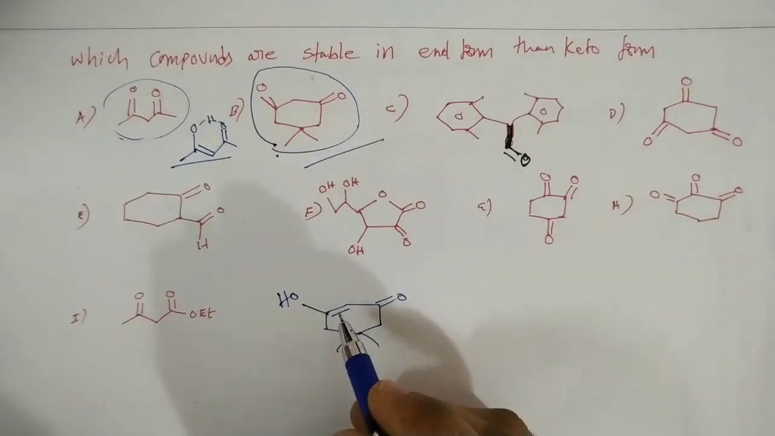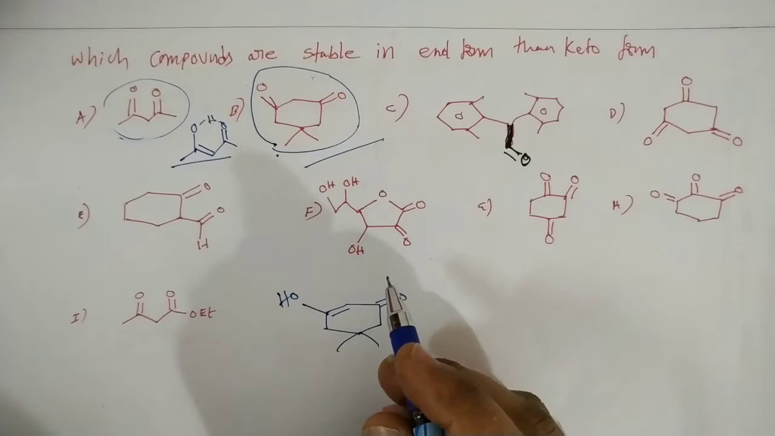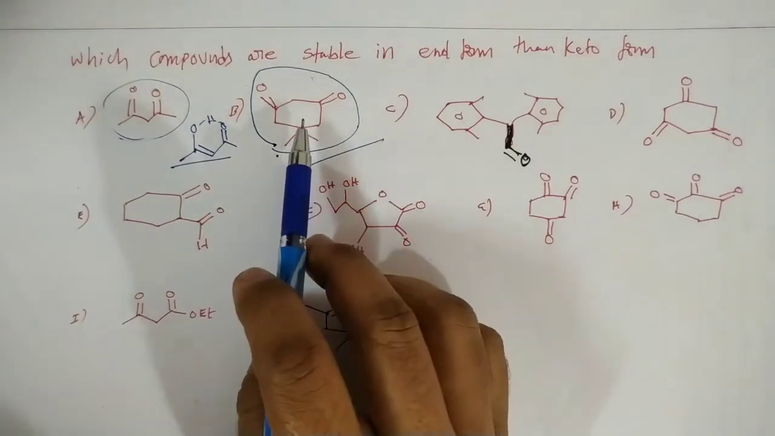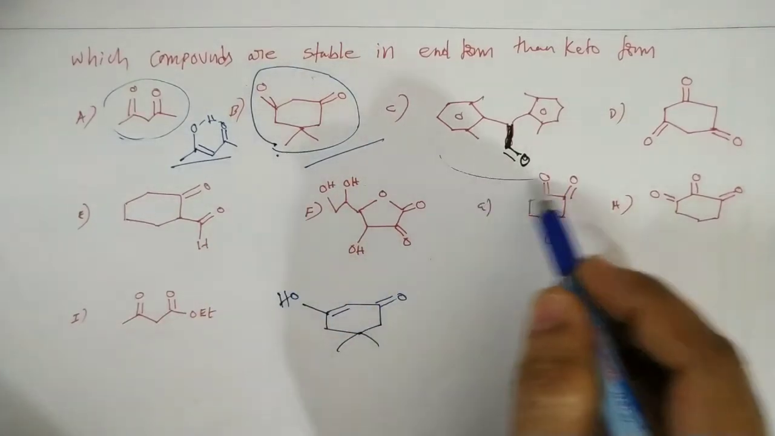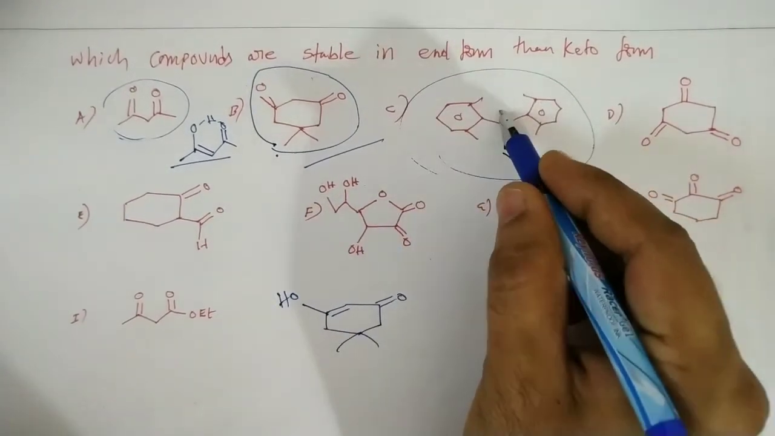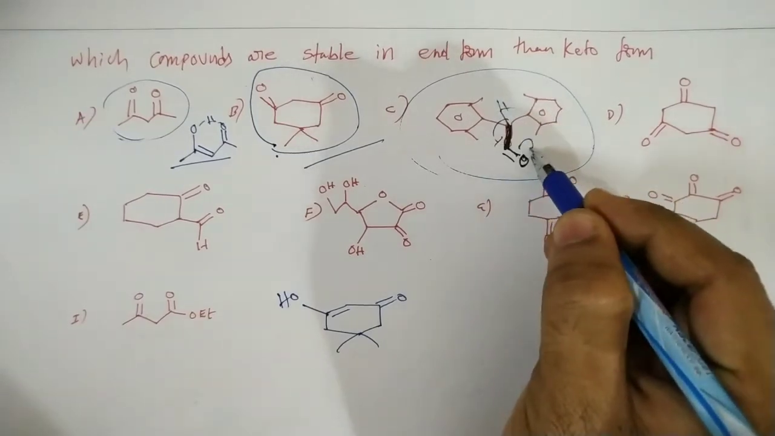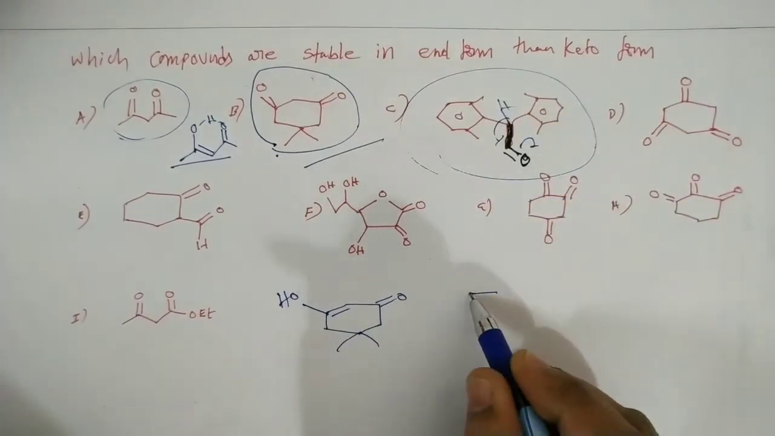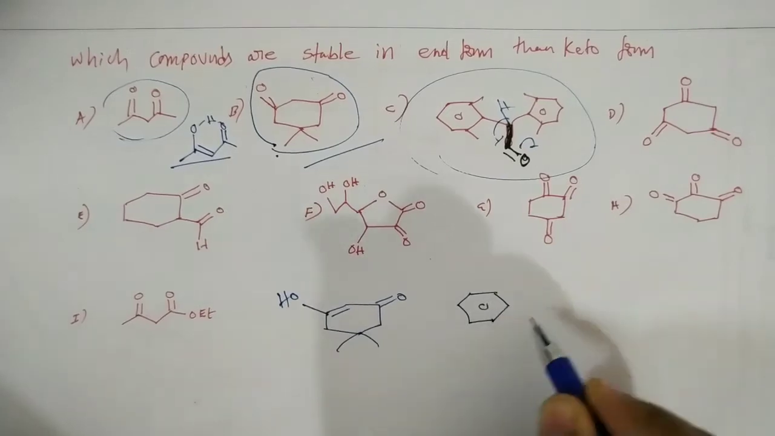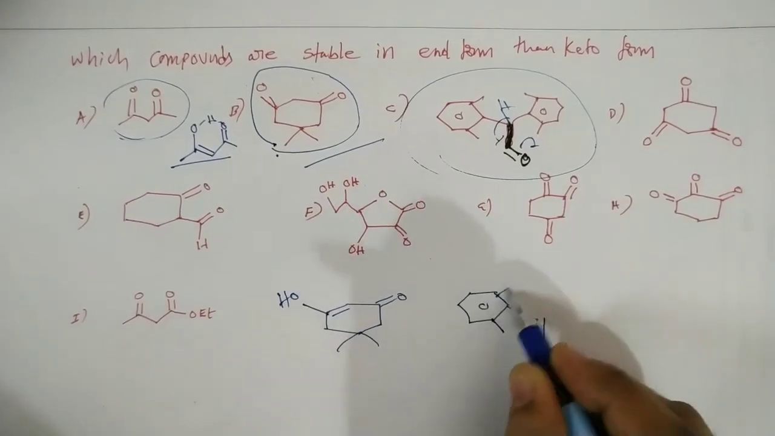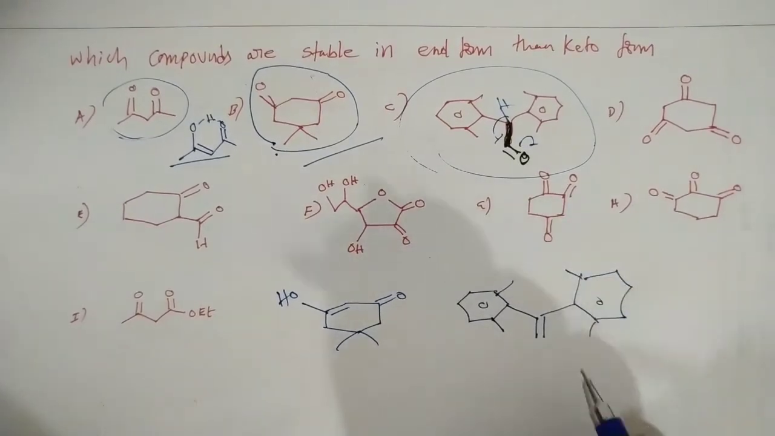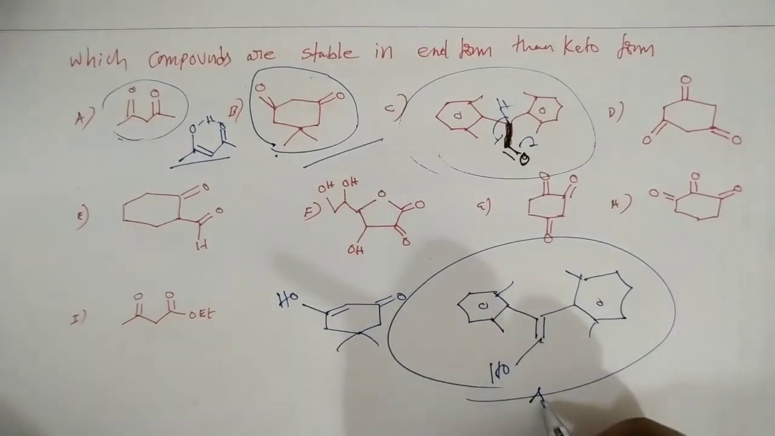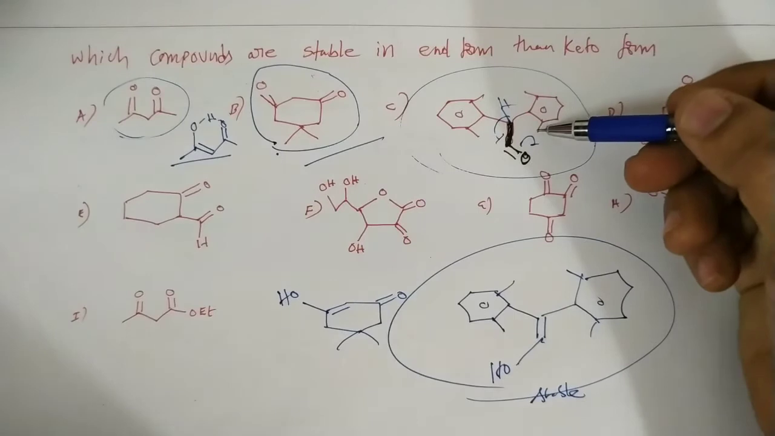That means of course it may have enol form like 20 or 30 percent, but more than 50 percent keto form exists for this compound. Okay, and next, one more compound. Here there is a carbon with a hydrogen, so this can be enolized. The enol form is like this. That means for this compound the enol form is more stable than the keto form.